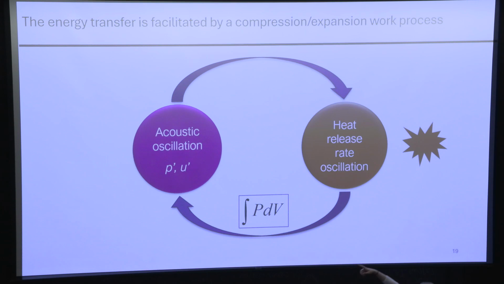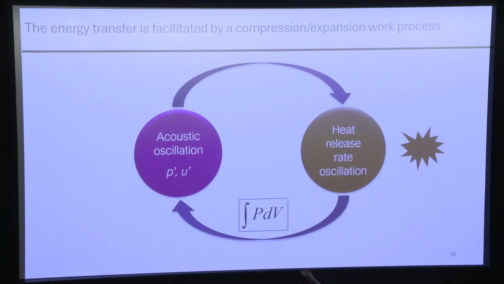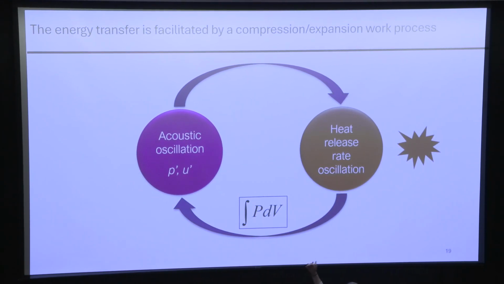Work is a way in which energy is transferred, and so now you have this compression expansion work. If you do compression expansion work on a part of the acoustic field where you have high pressure oscillations, you can essentially pump energy into the acoustic field in this way. So now you've pumped energy into the acoustic field, which now oscillates, so you have fluctuations in both pressure and velocity. Because the flame is sitting in the acoustic field, that creates more heat release rate oscillations, and the whole cycle goes around and around.